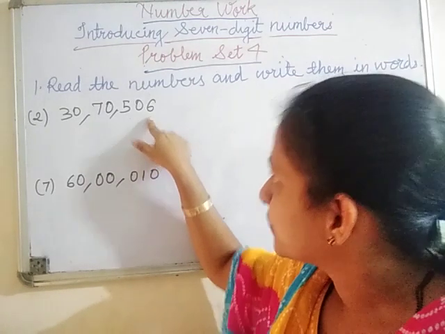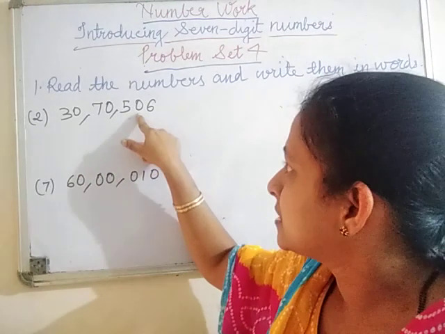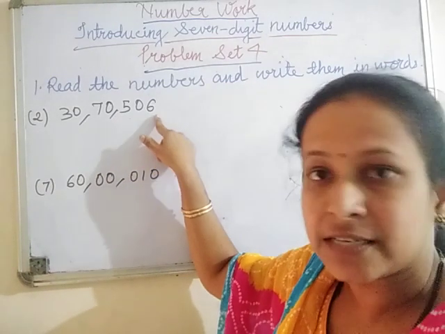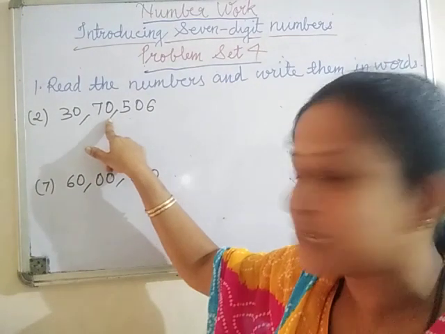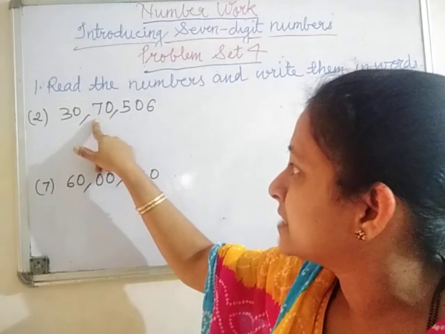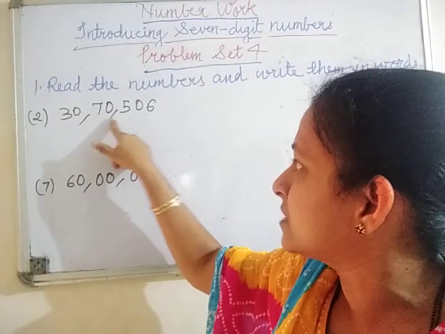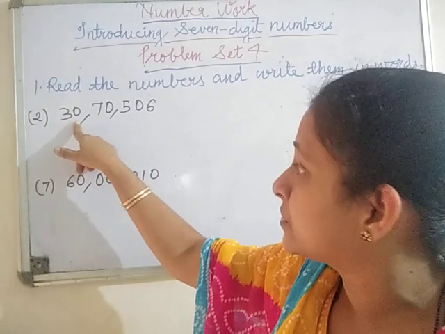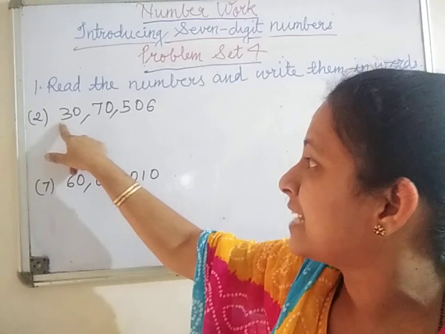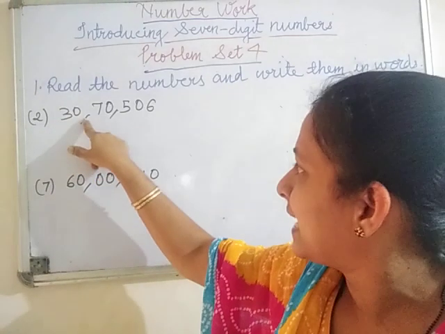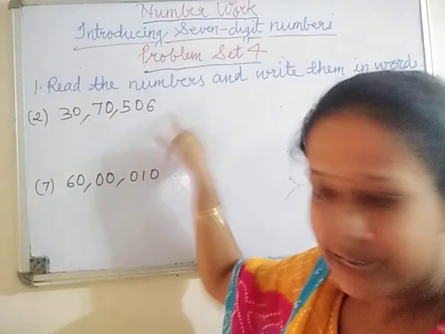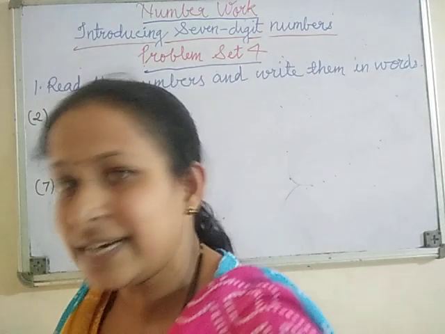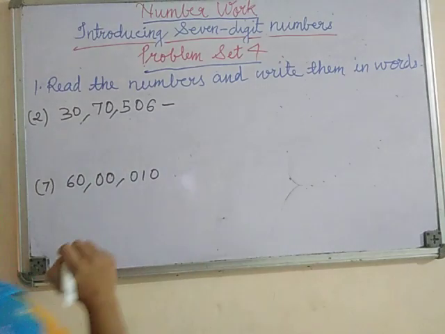This is 6 in units. Tens is 0, hundreds is 5. So you will read this as 506. Correct? Now in the thousands place there is 0. In the 10,000 place there is 7. So you will read it as 70,506. Then in the lakh place there is 0, so you will not read anything here. Directly you will read this as 30 lakh 70,506. So you have to write this now in words.